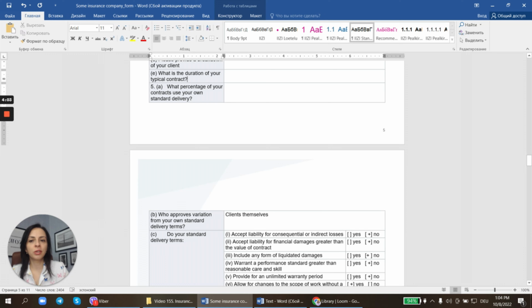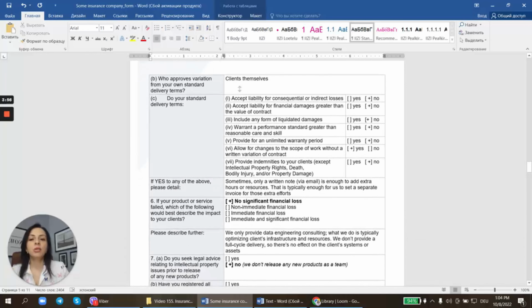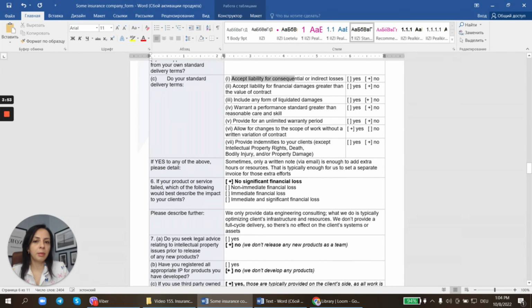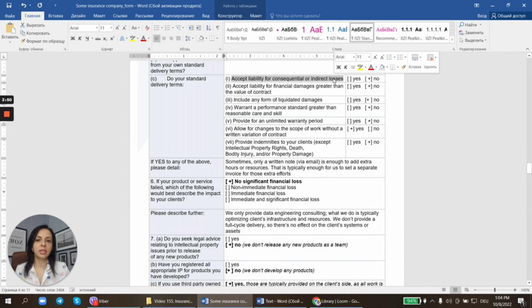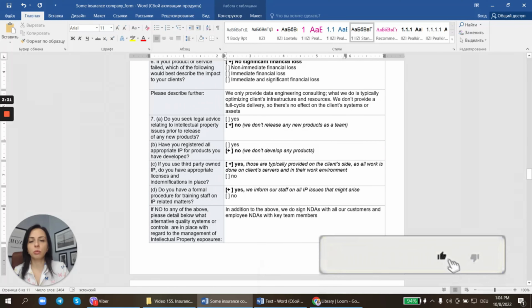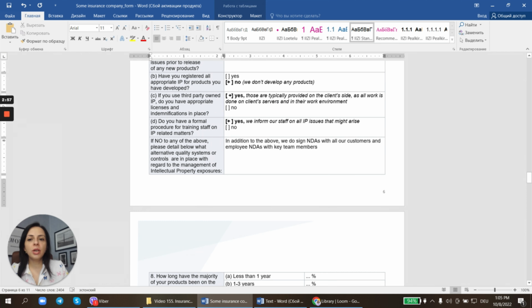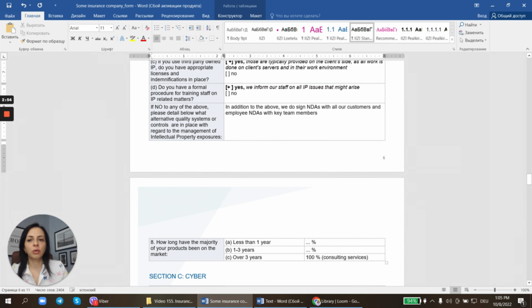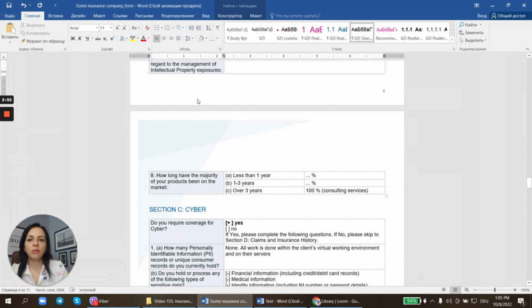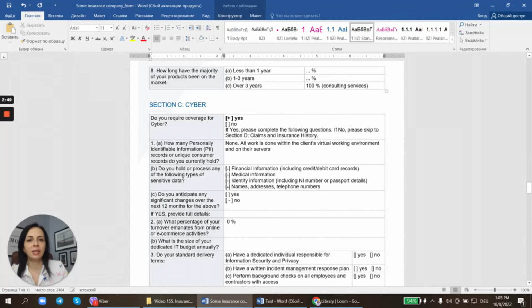What percentage of your contracts use your own standard delivery terms? Do your standard delivery terms accept liability for consequential or indirect losses? So if your product or service failed, which of the following would best describe the impact to your clients, right? And that's extremely important, of course, and it affects the decision of the insurer. Please describe further. Do you seek legal advice pertaining to intellectual property issues prior to release of any new products? Do you have a formal procedure for training staff on IP-related matters? If no to any of the above, please detail what other security policy you have.